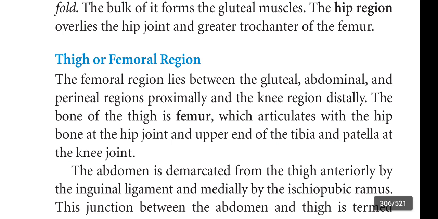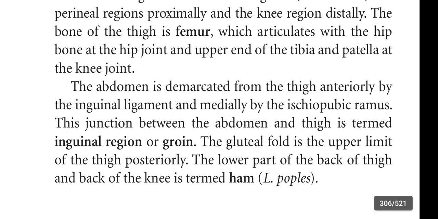Femoral region lies between the gluteal, abdominal and perineal regions proximally, knee region distally. The bone of the thigh is femur, which articulates with the hip bone at the hip joint and upper end of the tibia and patella at the knee joint. The abdomen is demarcated from the thigh anteriorly by inguinal ligament, medially by ischiopubic ramus.